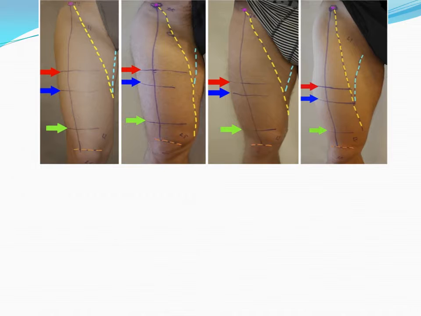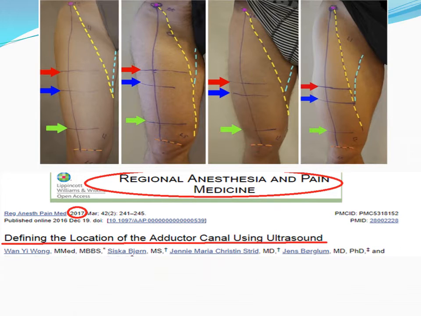Classical teaching for adductor canal block is injecting at the midpoint of the thigh medially, ultrasound guided of course. But the midpoint of the thigh, which is between the anterior superior iliac spine and the medial epicondyle, is the red arrow in this diagram. Is it the beginning of the adductor canal?